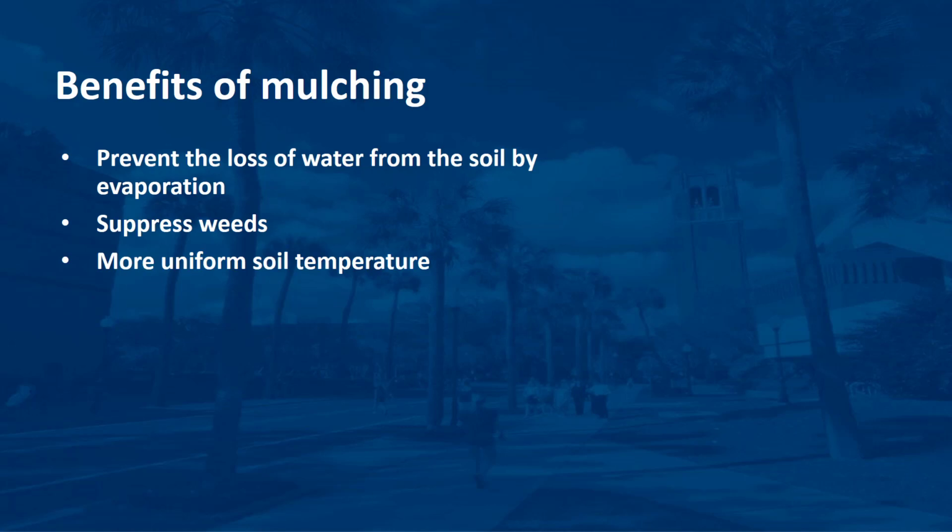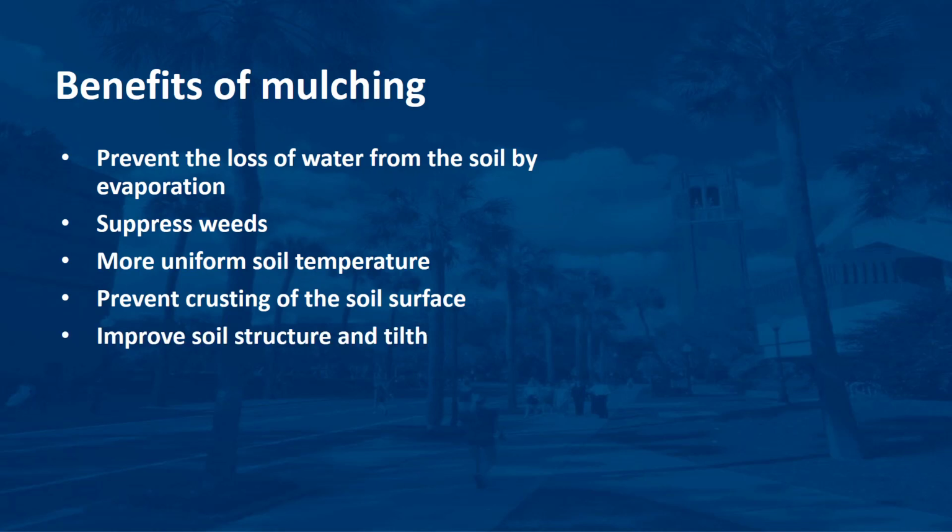A more uniform soil temperature can be maintained by mulching. The mulch acts as an insulator that keeps the soil cool under intense sunlight and warm during cold weather. Most mulches prevent crusting of the soil surface, thus improving absorption and percolation of water into the soil and at the same time reducing erosion.